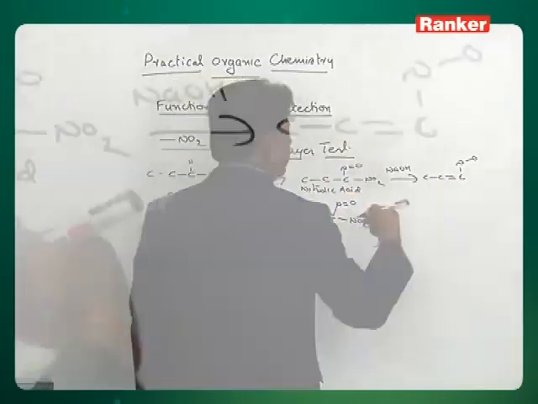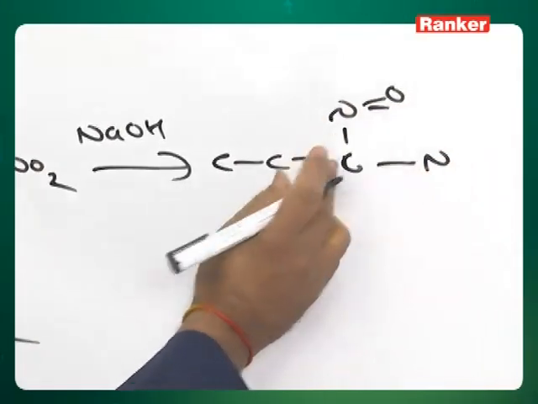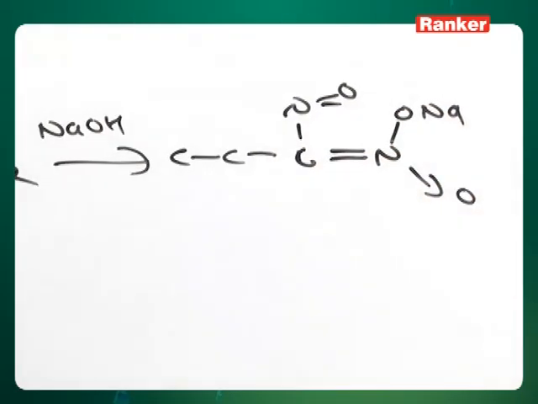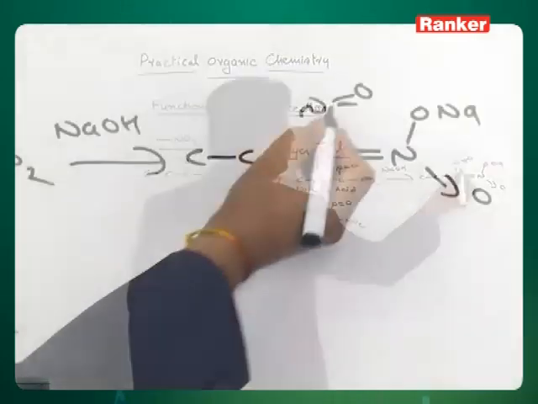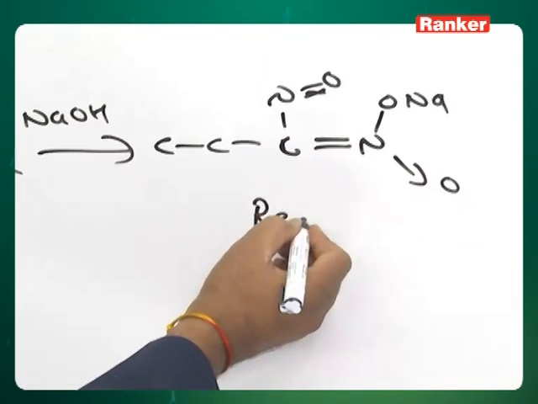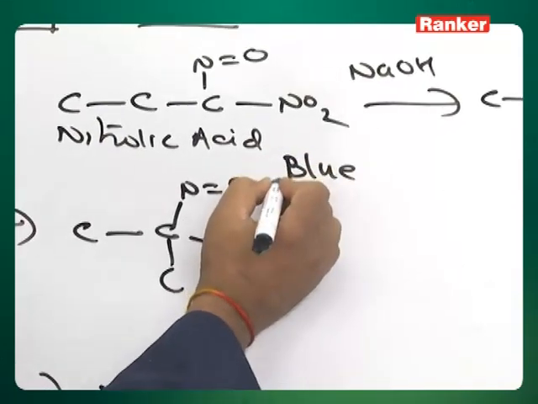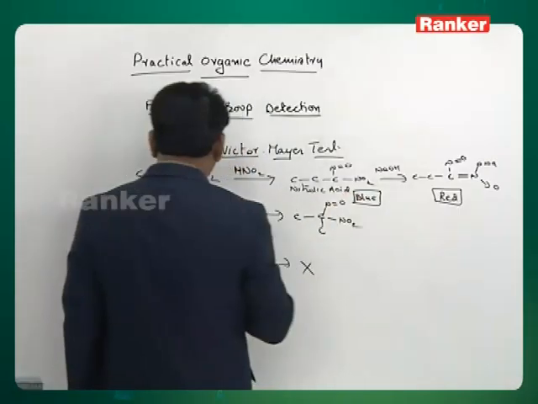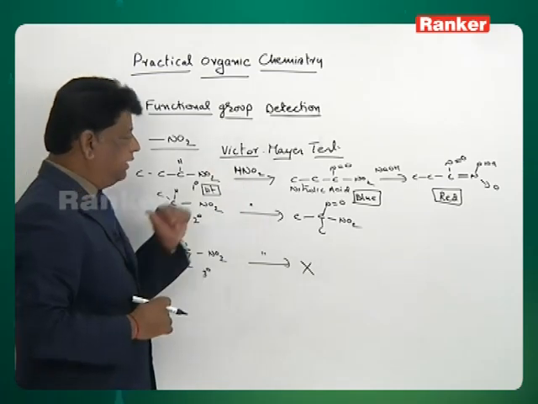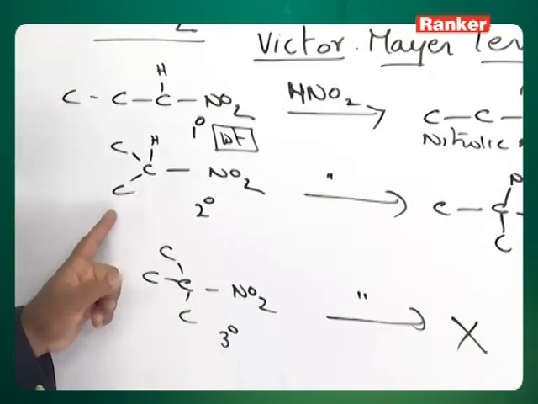Either this or this you can write, let us have an NO, this only I will write, so N will have an ONa like this. A salt is formed, the salt will have an O minus, double bond, all will be in conjugation. So, this salt will have a red color, the nitrolic acid has a blue color, the original compound is said to be colorless, people also say white color. So, the white color becomes blue color when nitrous acid is added, and if you add NaOH it becomes red color.